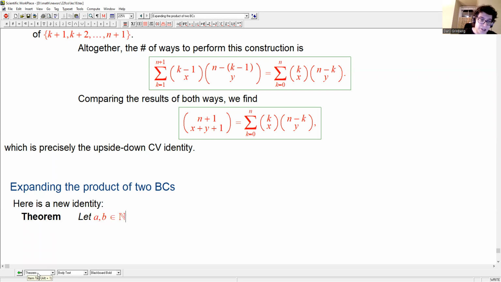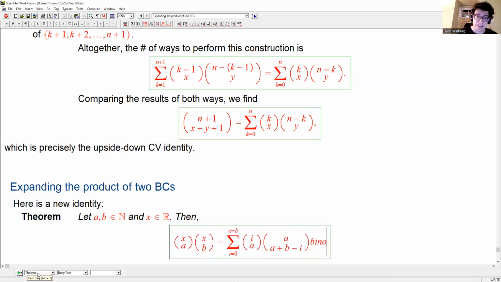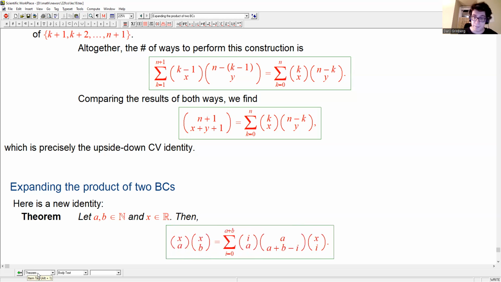Let a and b be two non-negative integers and let x be a real number. Then the claim is that x choose a times x choose b is the sum from i equals 0 to a plus b of i choose a times a plus b minus i choose... x choose i.